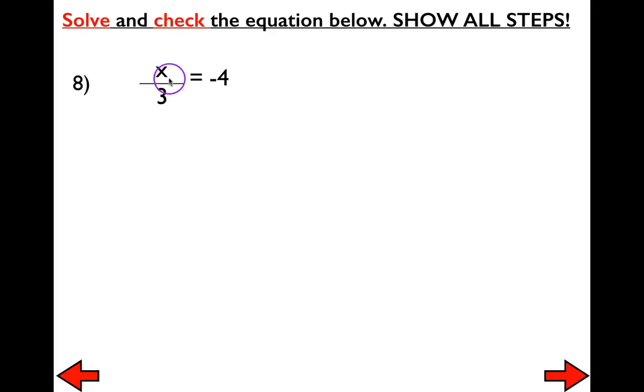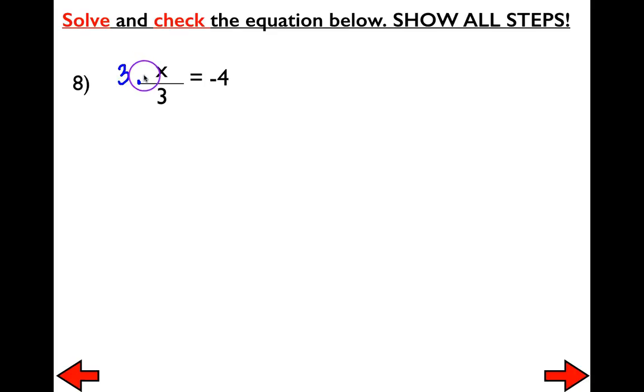So first of all, I'm just going to read this out loud so I can figure out what the inverse operation is going to be. I would read this as x over 3. But not only can you say over 3, fractions mean division. So I could also read this as x divided by 3. So what's the inverse operation of division? Multiplication. So I'm going to go ahead and multiply by 3.